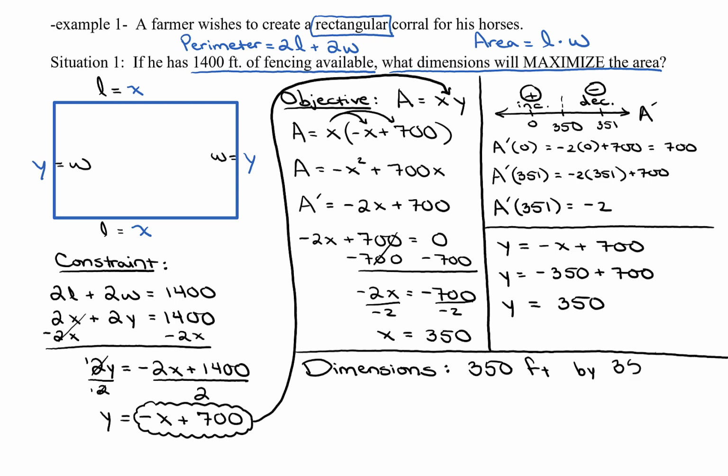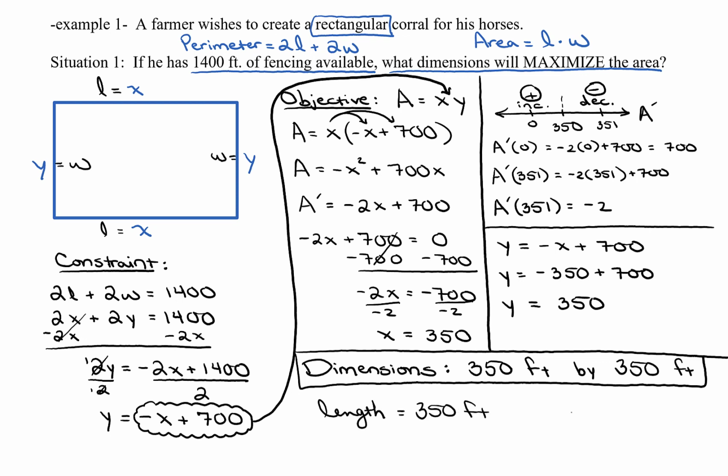Since these dimensions are equal to each other, the length is equal to the width, this means that the shape that will maximize the area is going to be a square. I am also going to write down here below the dimensions that length is going to be equal to 350 feet and width equals 350 feet. And these are the measurements we need in order to maximize the area.